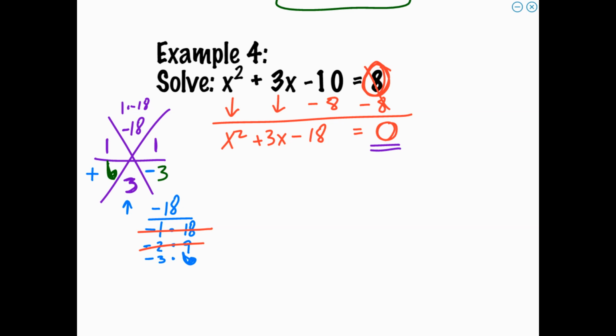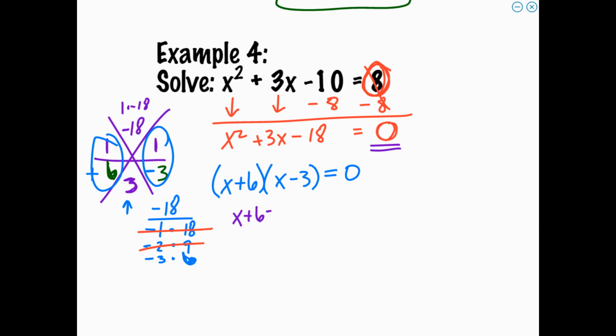Now I'm going to take that information and I'm going to use it in my factors. If it has a 1 in it, it's not going to reduce any. So 1x plus 6 times 1x minus 3 equals 0. Now am I back at the same steps as above? So I've got x plus 6 equals 0. x minus 3 equals 0. Finish solving.